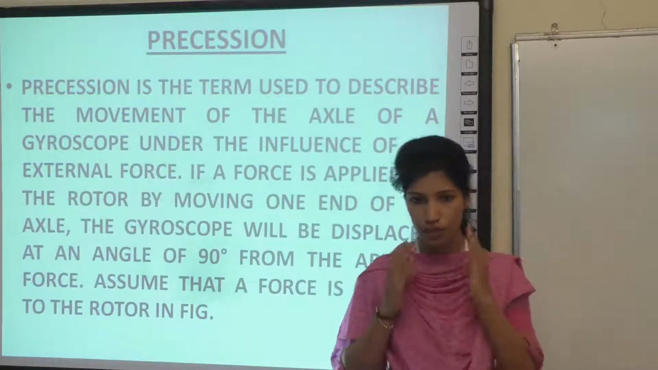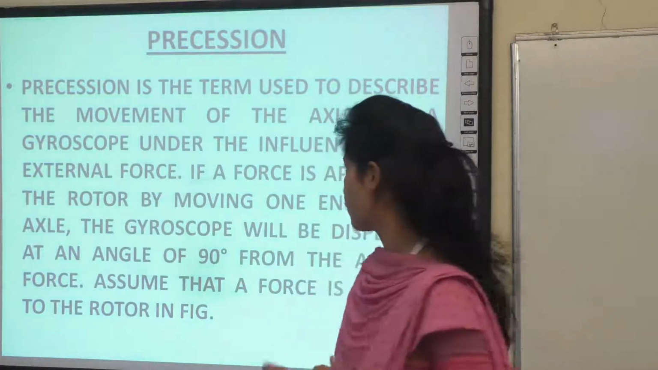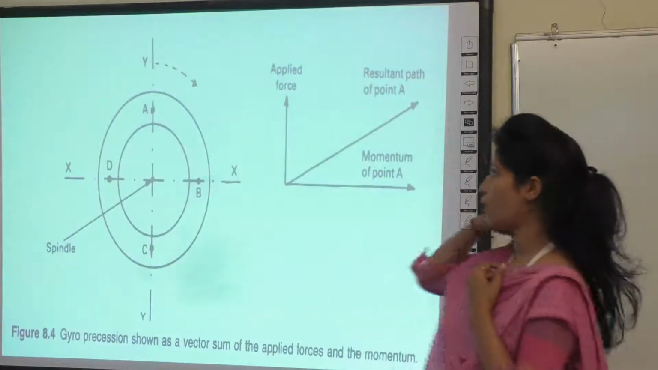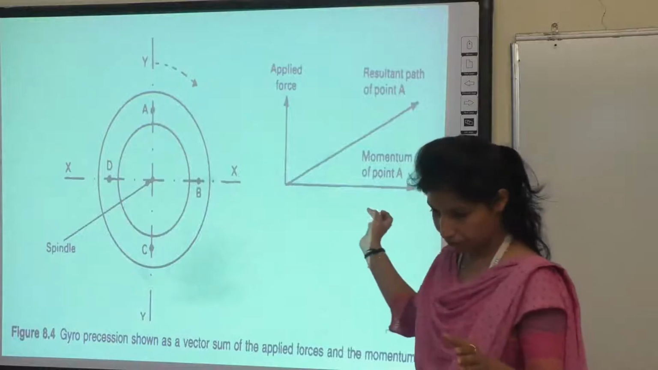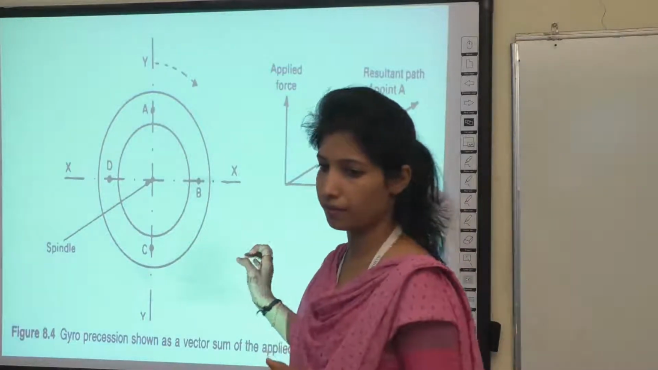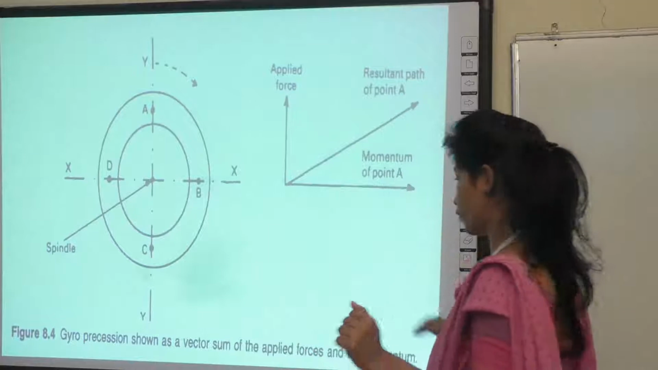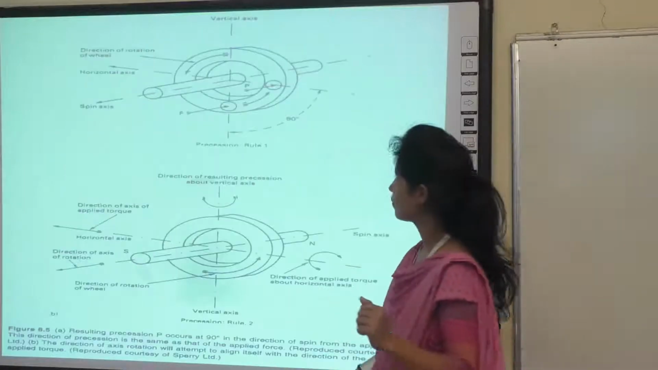Assume that a force is applied to the rotor in the figure. This is what I have explained, gyroscopic precession. Here it shows some of the applied forces of the momentum.